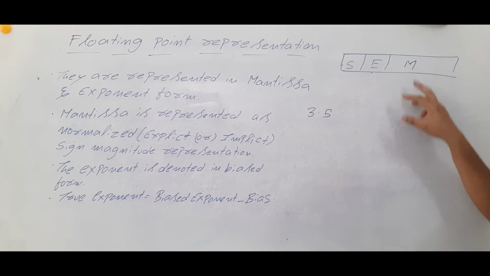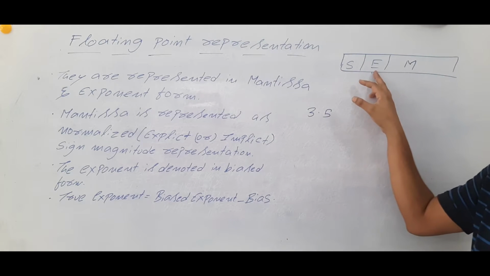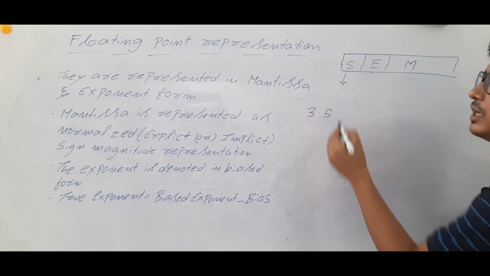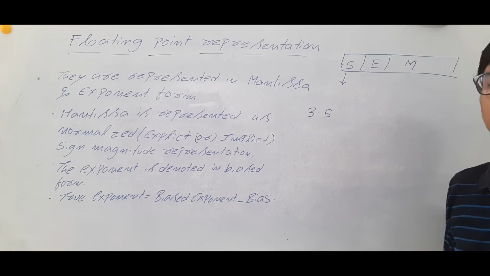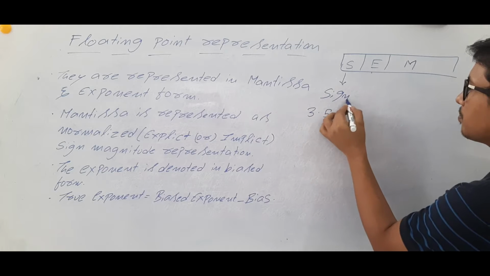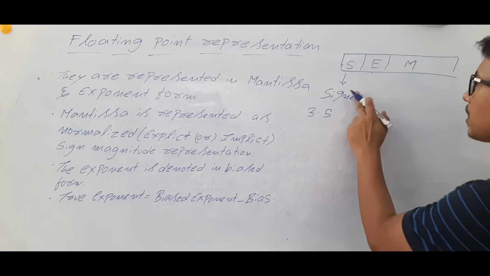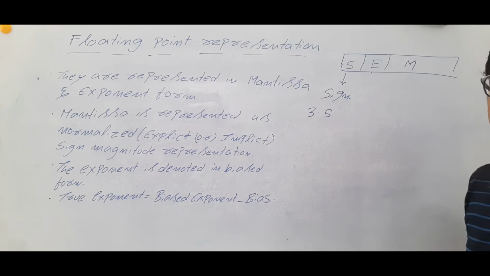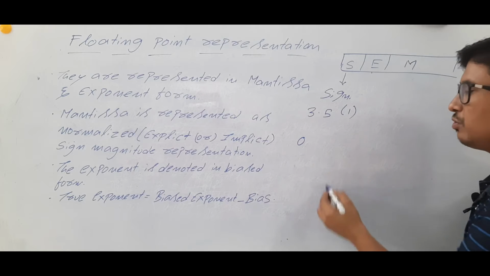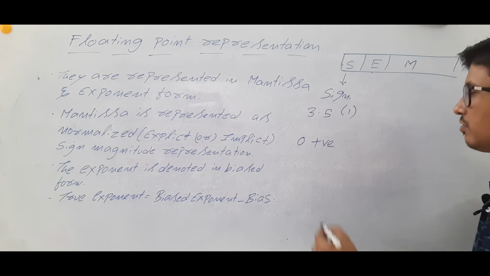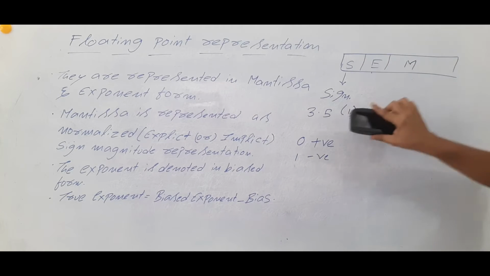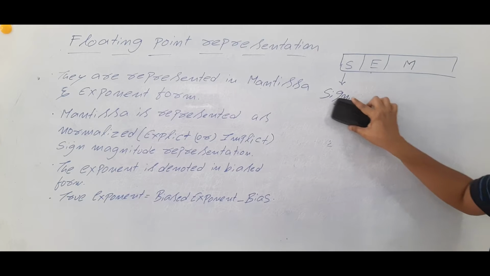Meaning that we have a mantissa m, an exponent e, and an s for the sign bit. Now what is the use of this sign bit? It is useful for us to represent whether it is a positive number or a negative number. Now, how many bits are required to represent a sign? We need only one bit, because if it is 0, we will say that it is a positive number. If the sign bit is 1, we will say that it is a negative number. So only one bit is required for storing the sign bit.